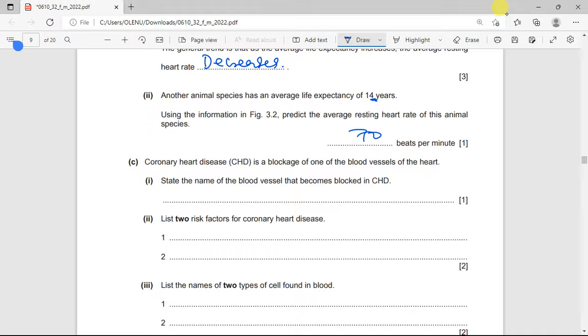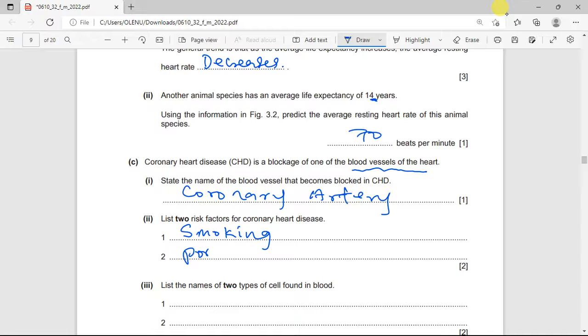Now, coronary heart disease is the blockage of one of the blood vessels of the heart. State the name of the blood vessel. That's the coronary artery. Coronary artery. List 2 risk factors for coronary heart disease. That's stuff that can trigger it. Those are risk factors. Things like smoking can trigger coronary heart disease.